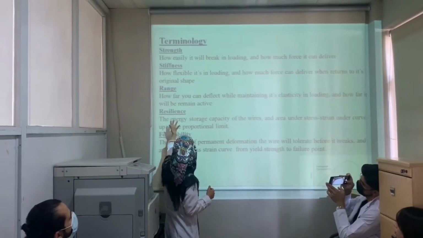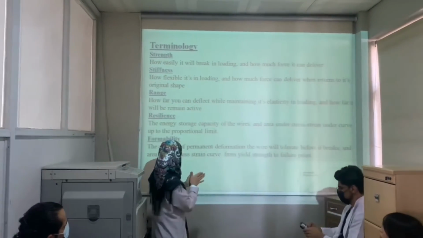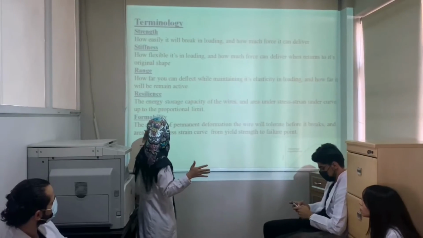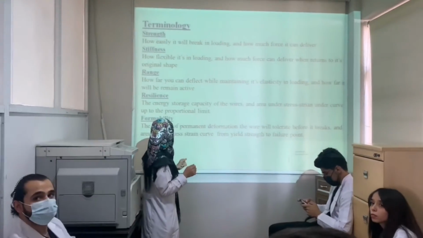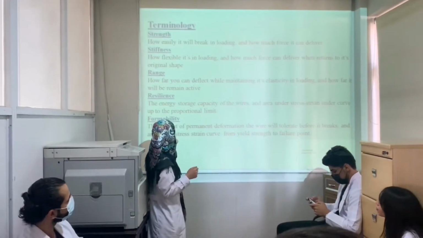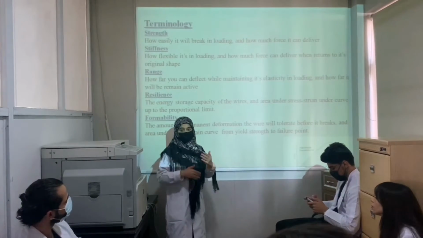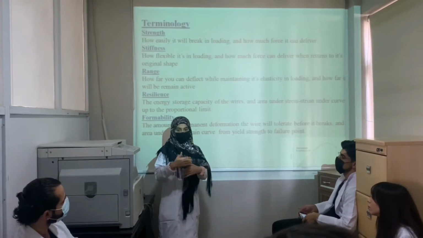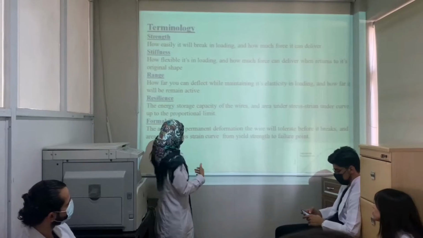More range means the wire is active for longer. A long active period means high range, and a short active period of the wire means low range. So if it is active for a short period, you should change the wire soon because it becomes deactivated.